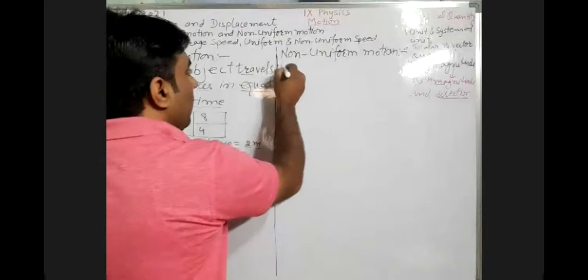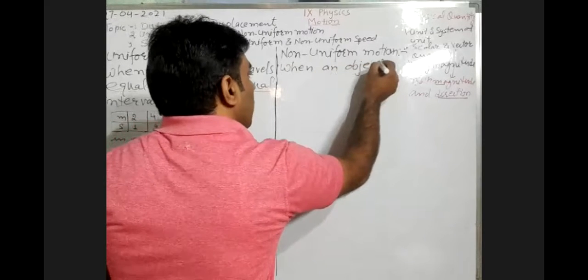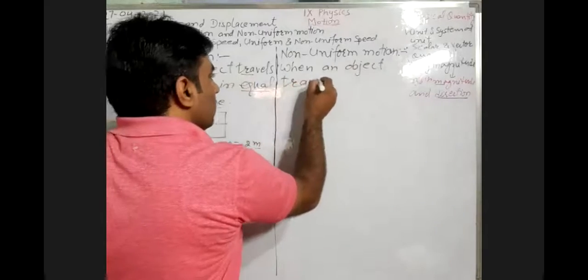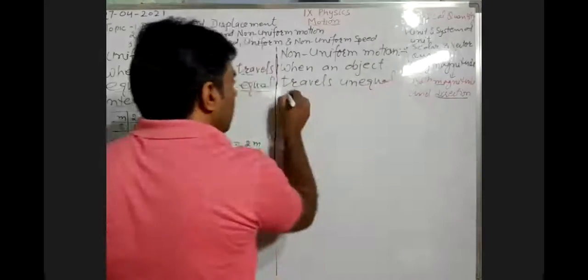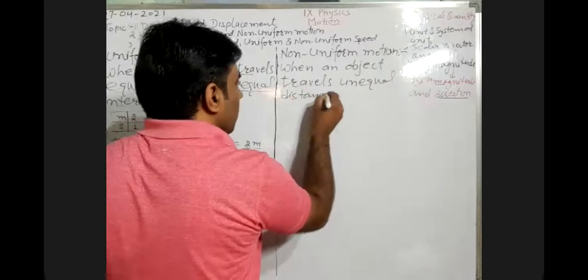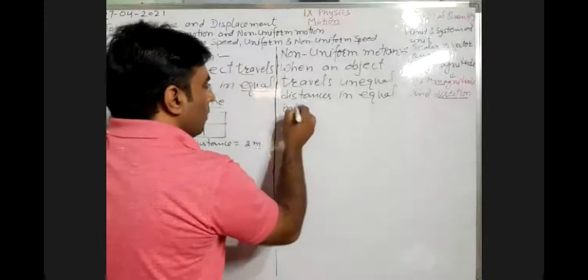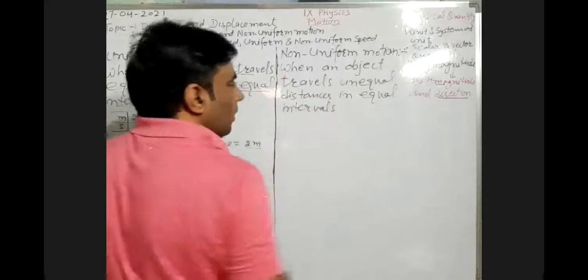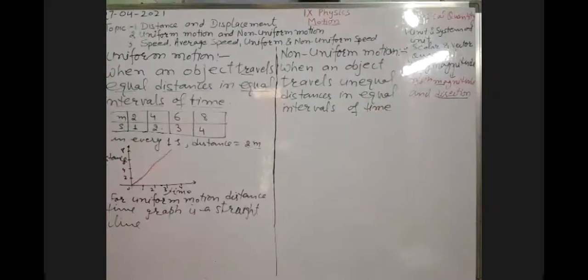So we can say that when an object travels unequal distances in equal intervals of time, that motion is known as non-uniform motion.